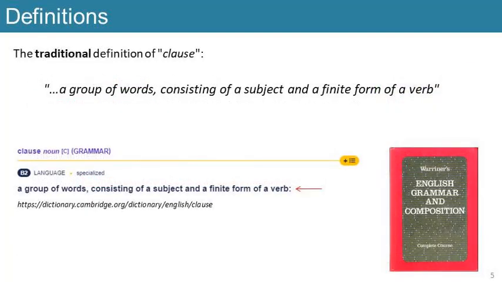In this lesson, however, we will stick with the traditional definition of the clause as a group of words consisting of a subject and a finite form of a verb. This is the definition that native English speakers and non-native learners of English are currently most likely to be taught in class. It is found in dictionaries and in grammar textbooks such as Warrener's English Grammar and Composition.